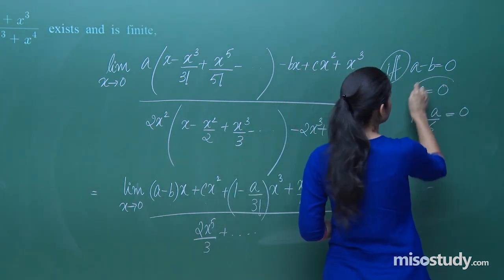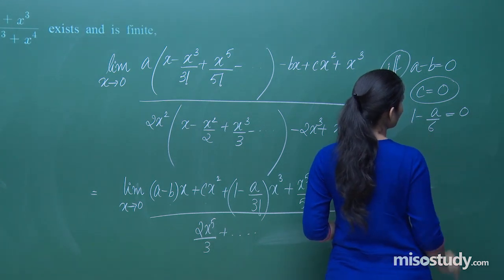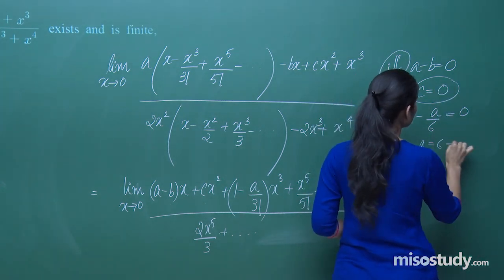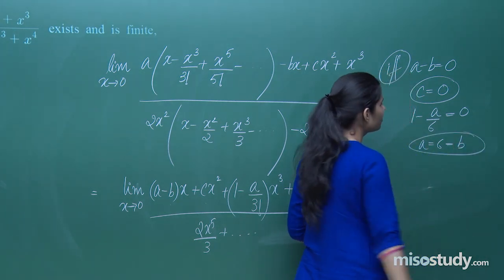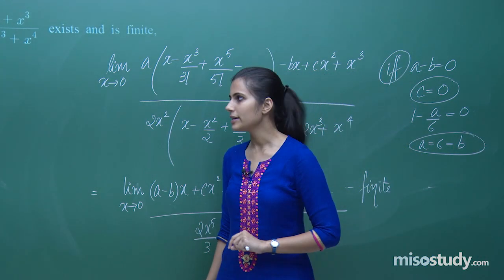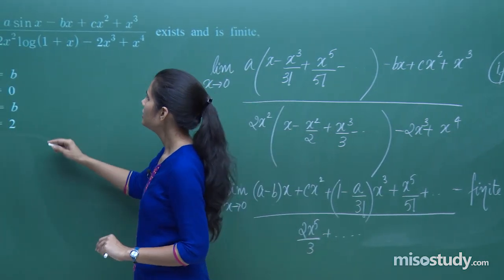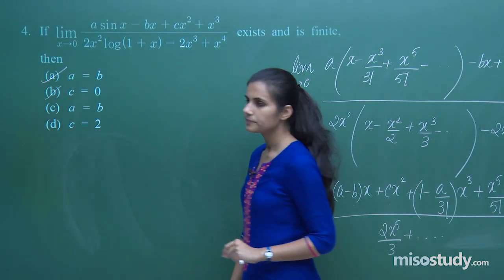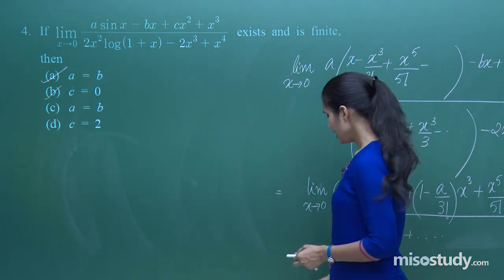That means c is 0. This means what? 1 equals a by 6 or a equals 6, but a is equal to b, so a equals b equals 6. So this limit will be finite when a is 6, b is 6 and c is 0. Clear? Let's move on to the next.